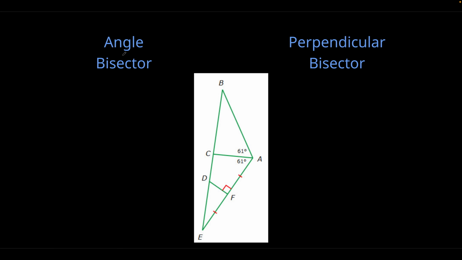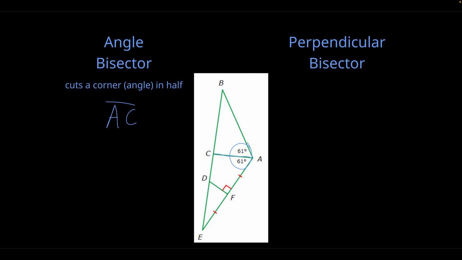Okay, our next 2 new words, angle bisector, perpendicular bisector. To bisect something just means to cut it exactly in half. So an angle bisector cuts an angle in half, right? Cuts a corner in half. And so in this figure, AC is our angle bisector because it goes from here to here and it's cutting this into 61 and 61, right? It's cutting it exactly in half.